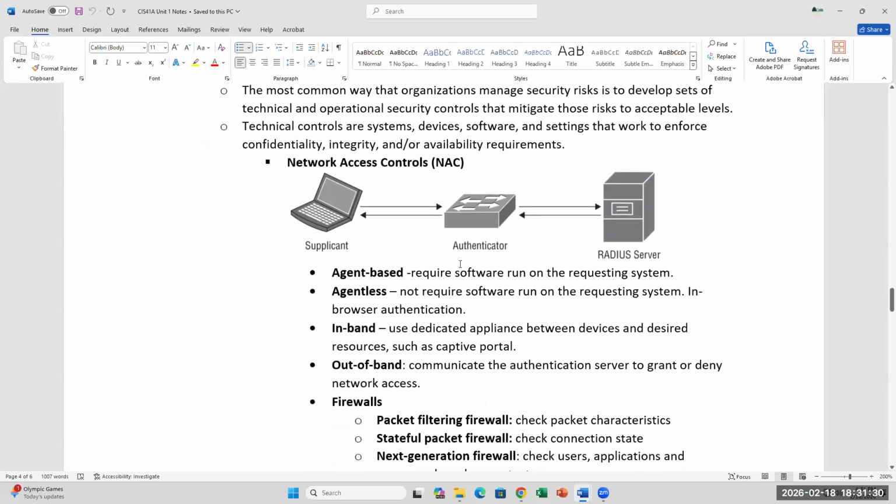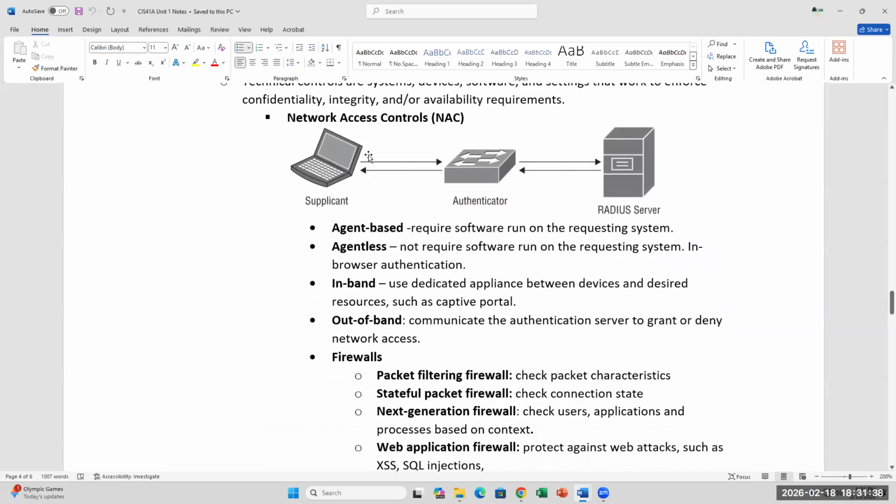Okay. All right. Before we answer the next question, we need to talk about network access control, your NAC. This is an example diagram that gives you some breakdown. You have agent-based, which needs software to run on the system. And then you have agentless, which doesn't require software, but works through the internet or the browser. And then you have in-band, which is a dedicated appliance between the device and the desired resources. So a next generation firewall appliance is considered in-band.